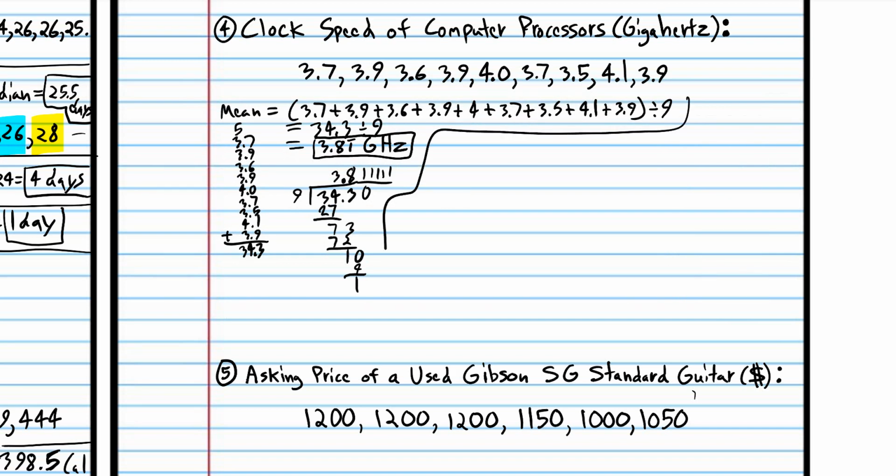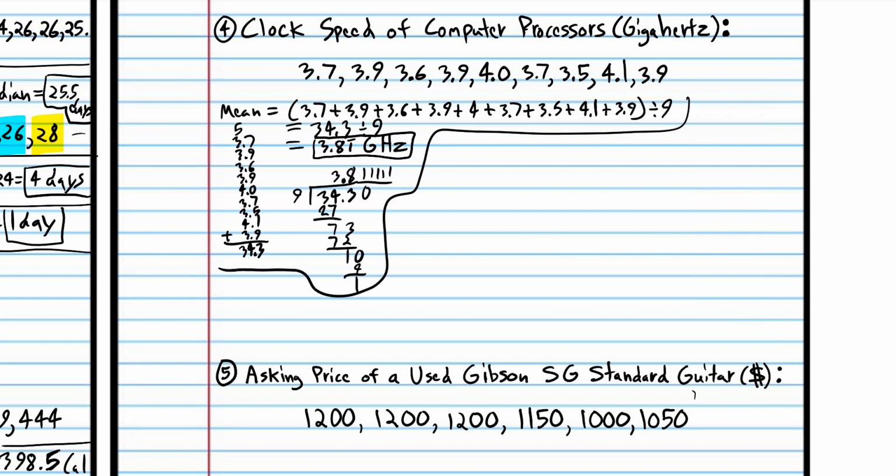All right, now let's find the median. So the median is the middle of the data, but we cannot find the median unless we order the numbers from least to greatest. So go ahead and do that, and when you come back, we'll do it together.